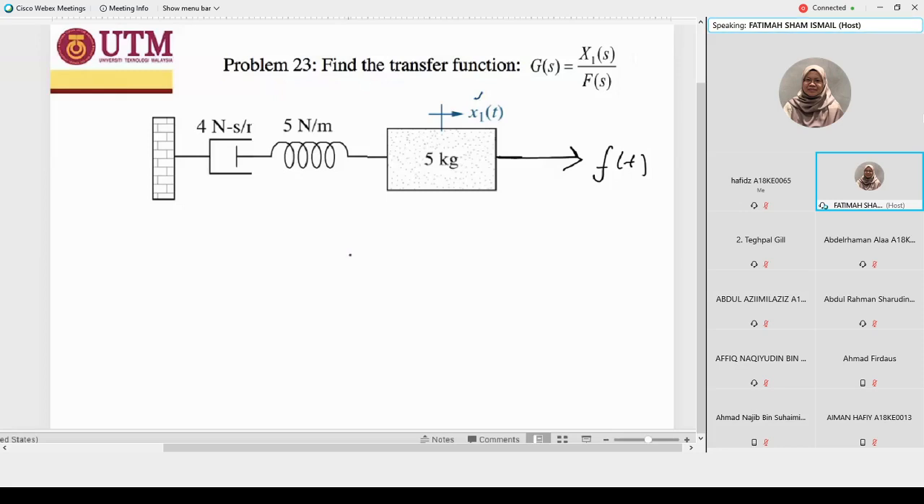In this case, if you refer to the force here, the force goes to the 5 kg mass, and we have a spring of 5 Newton per meter connected to the 5 kg mass. We have another component, your viscous damper. This one is your FB, the symbol from the table. This one is your spring K. This one is your M.